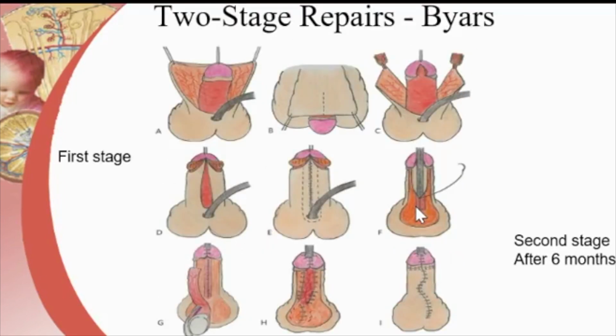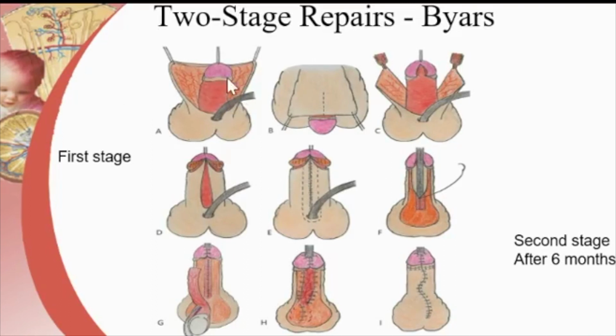Two-stage repairs, some surgeons prefer a two-stage repair. They want to have a good peaceful sleep by not doing the single-stage repairs. So they are quite okay to do that. Sometimes in a severe hypospadias, maybe with a penoscrotal transposition, it's probably a good idea to do a two-stage repair. So the commonest two-stage repair being done in the Indian subcontinent is Byars' flap.